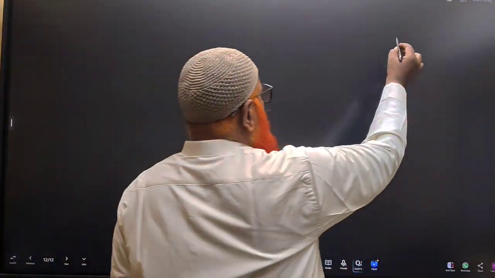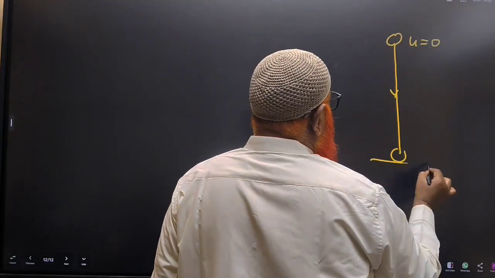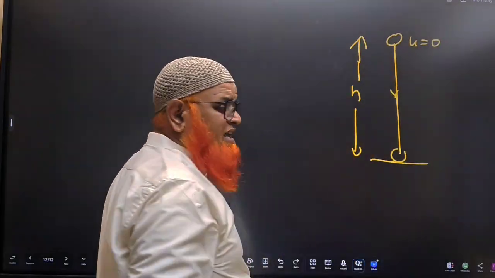Now I am asking, a boy has dropped the ball from the first floor. While dropping, his initial velocity is 0. And he is dropping, which means he knows what his height is.